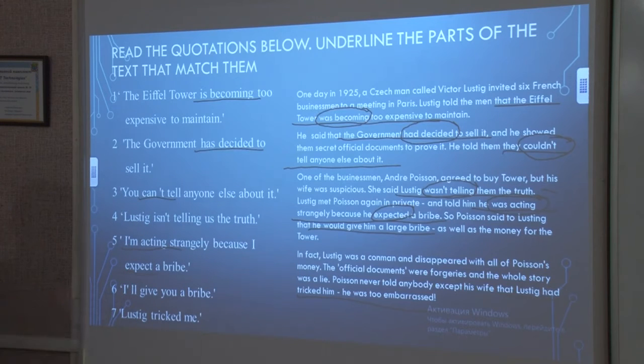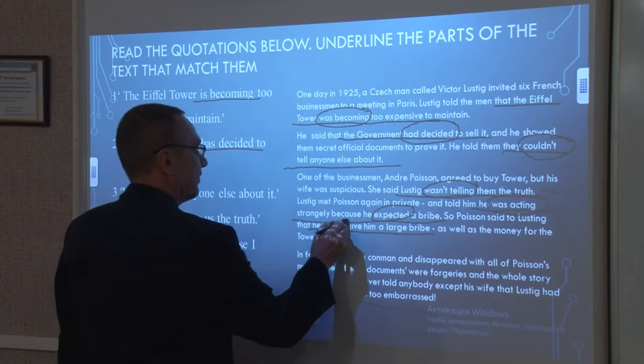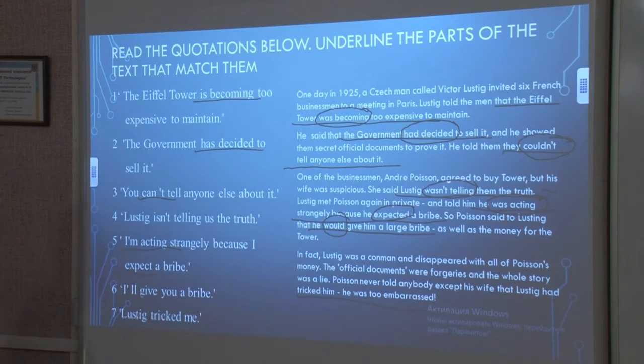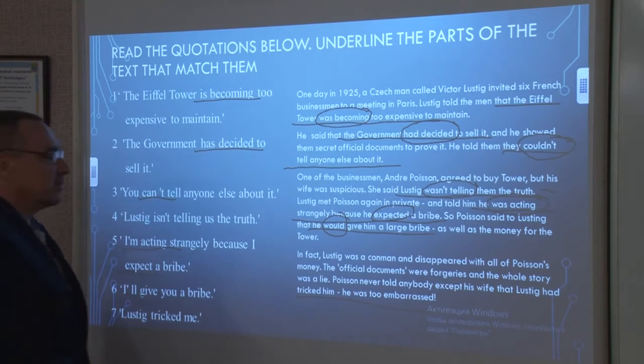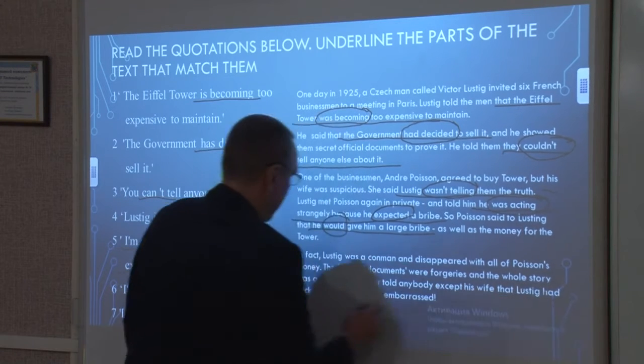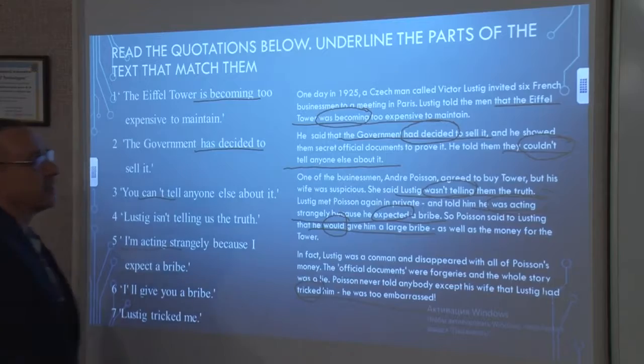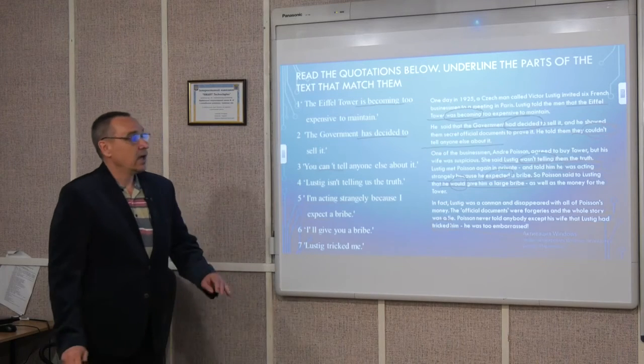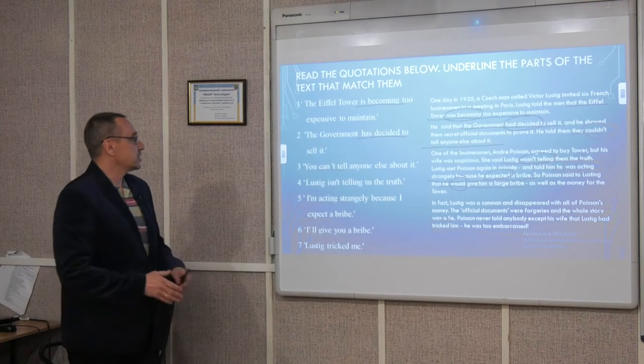I'll give you a bribe. Here we have future simple, will. And in the text we have would. And the last, Lustig tricked me, past simple, and here we have past perfect. These are the changes, and now we'll make a special table.